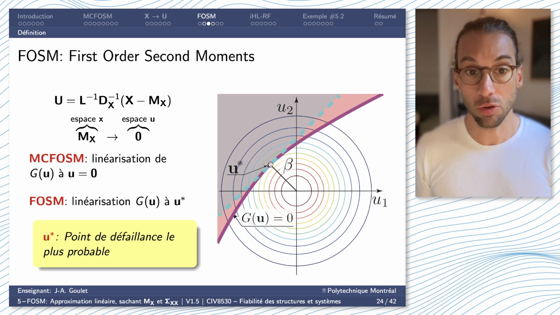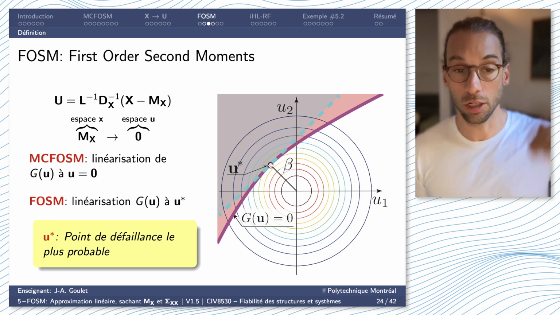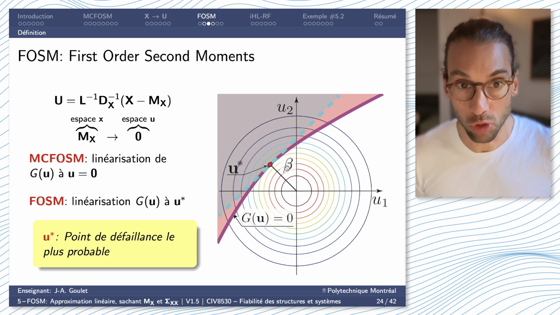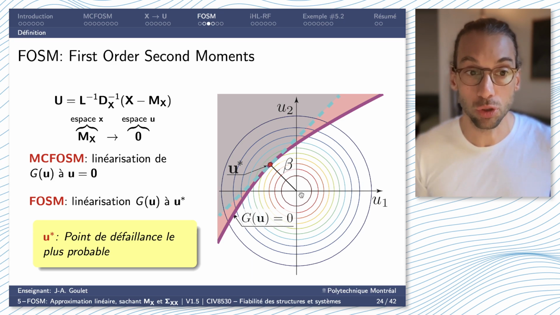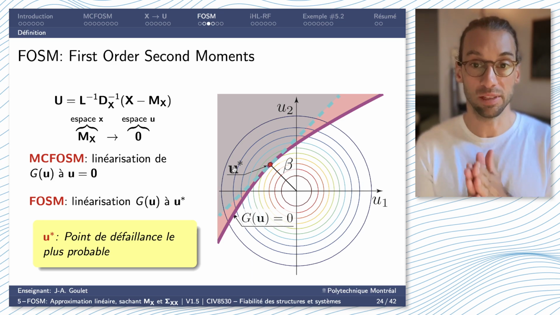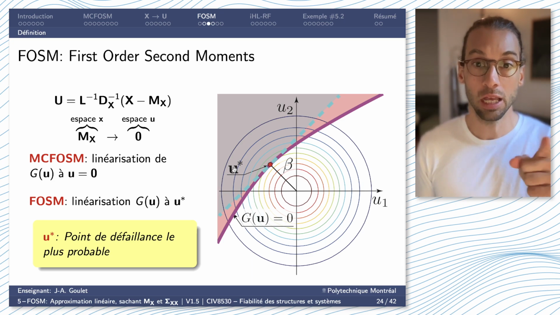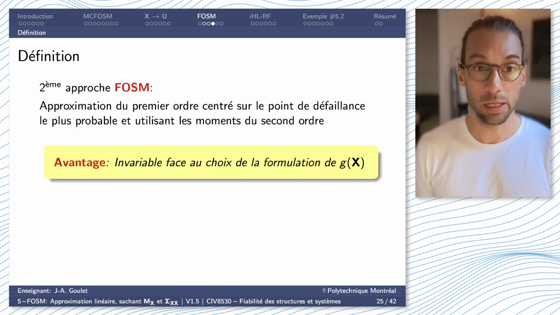Because it is closer, or it is higher in the joint PDF in the standard normal space, meaning it is going to be closer to the origin. So we're going to define U star as our design point, the one that has the highest probability of failure in my standard normal space.